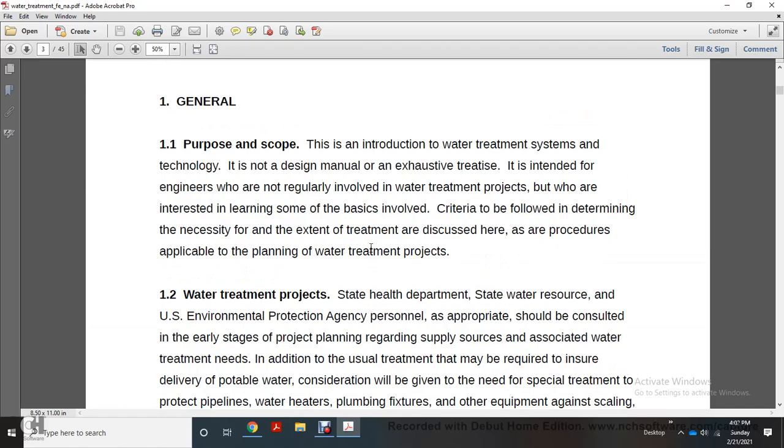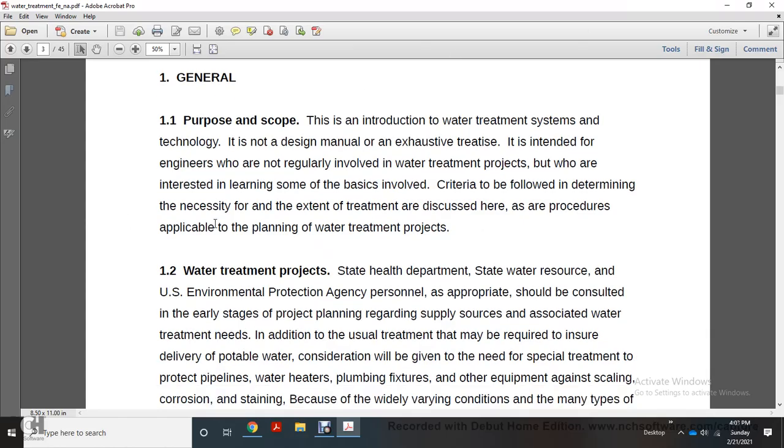Alright, general purpose and scope. The introduction to water treatment system technology is designed as a manual, not an exhaustive treatise, intended for the engineer who is not regularly involved with water treatment projects and is instead learning some of the basic criteria to be followed to determine the necessity and extent of the treatment discussed here, and the procedure for planning applicable water treatment projects.